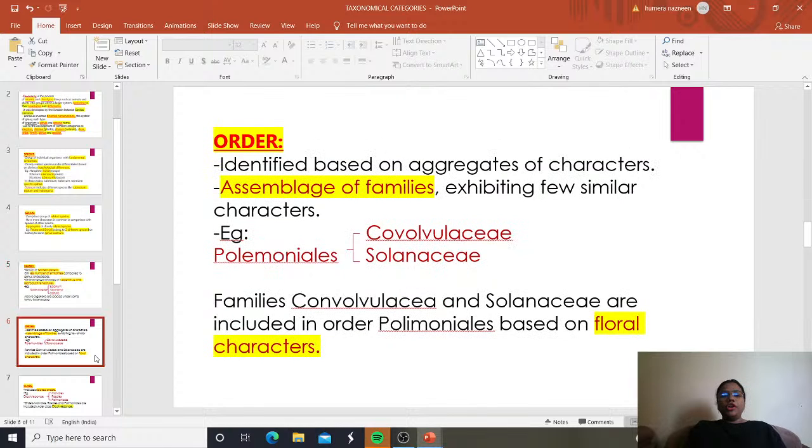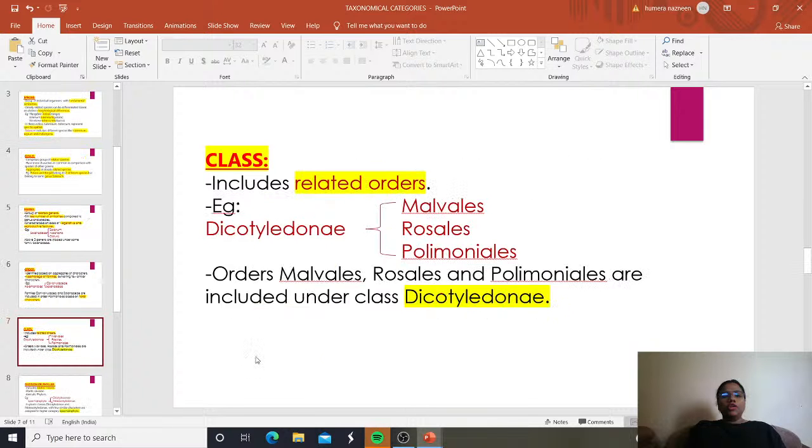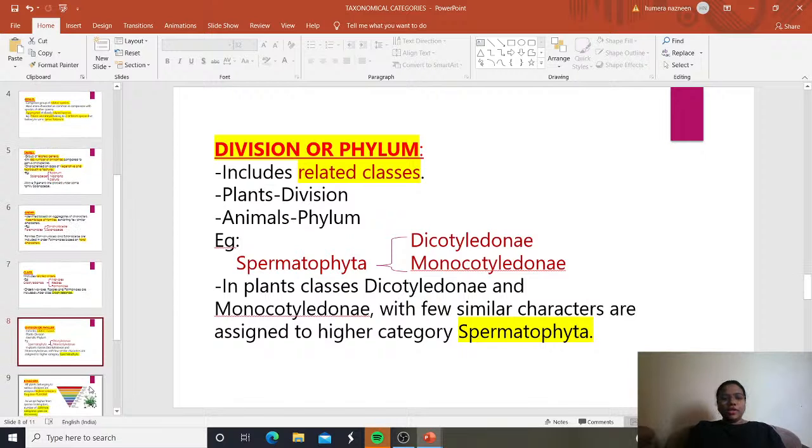Then we have order, which is nothing but an assemblage of families. Convolvulaceae and Solanaceae are two different families which are included under a single order, Polemoniales. After order we have class. Related orders are placed under this class. Malvales, Rosales and Polemoniales are three different orders which are placed under a single class, Dicotyledonae.